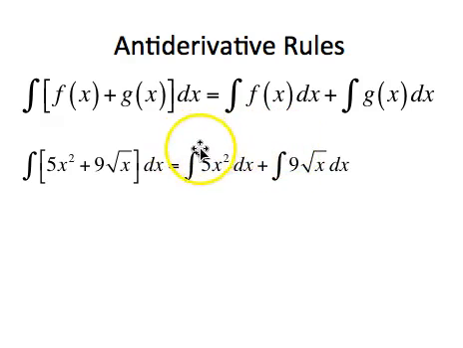Then we can pull the constants out in front, so it'll be 5 times the antiderivative of x squared dx plus 9 times the antiderivative of the square root of x dx. Next, let's pull the constants out. That'll be 5 times the antiderivative of x squared dx plus 9 times the antiderivative of root x dx.